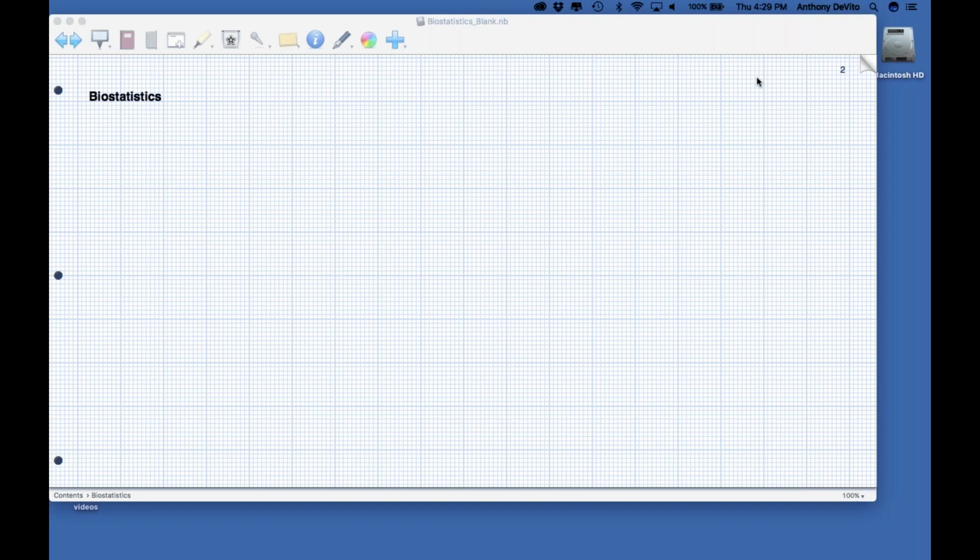The population distribution. Okay, here's mu, and here's sigma.